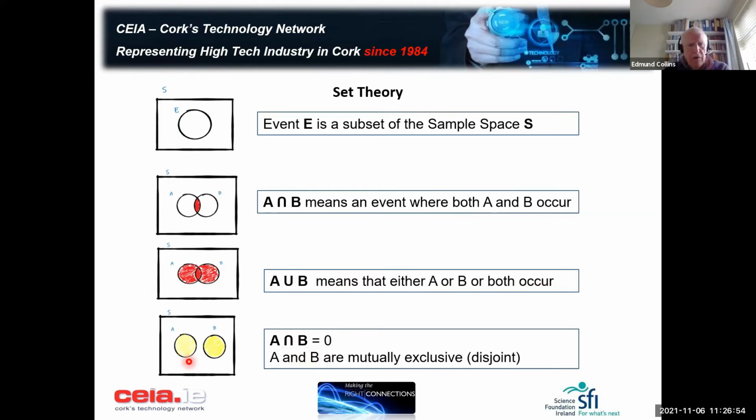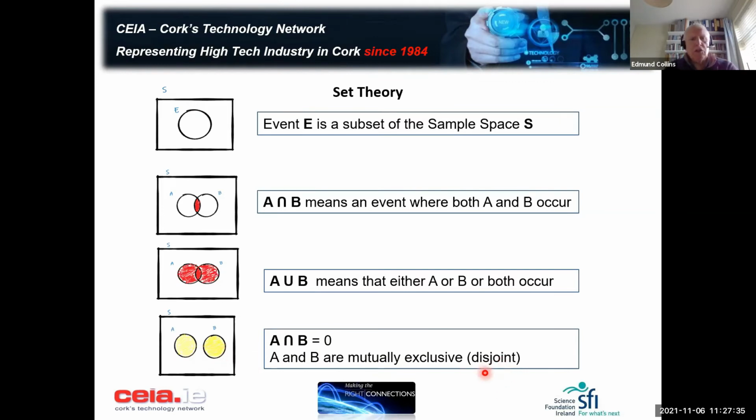Now, you can have a situation where there's no intersection. In this case, therefore, the probability of A and B occurring, or A intersection B, is 0. And the terminology for that is that A and B are mutually exclusive and they're a disjoint set. So it's quite important to be familiar with that terminology. The disjoint sets come in quite a bit in problem solving.